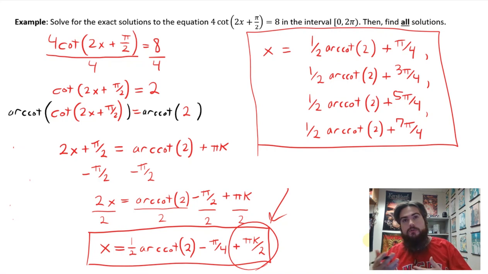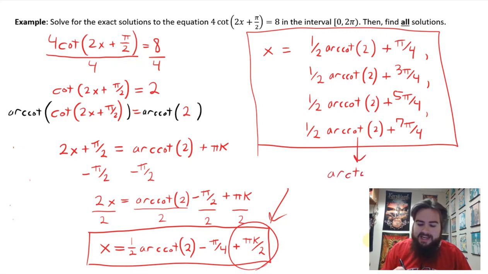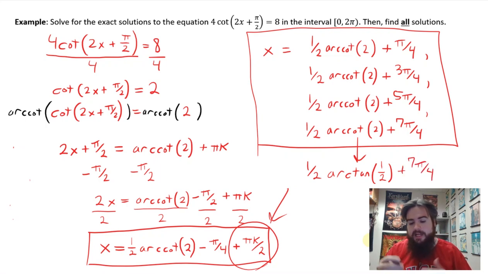Keep in mind when working through these, as you're getting the number sense for these values using inverse functions, go ahead and approximate these using a calculator. However, if you're going to do that with arccotangent, keep in mind that you would need to consider this as arctangent of the reciprocal of 2, which is 1/2. So you can calculate 1/2 arctangent of 1/2 plus 7 pi fourths in order to approximate that final solution.